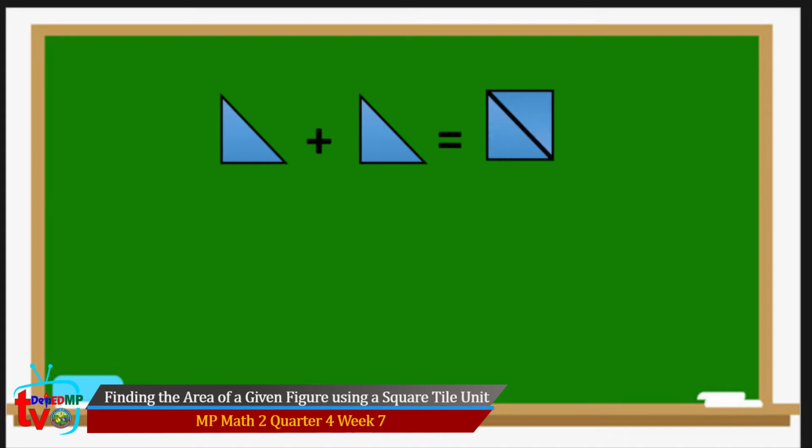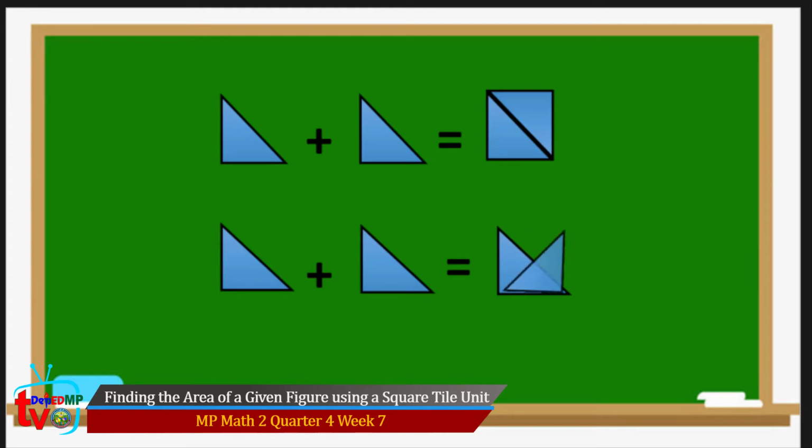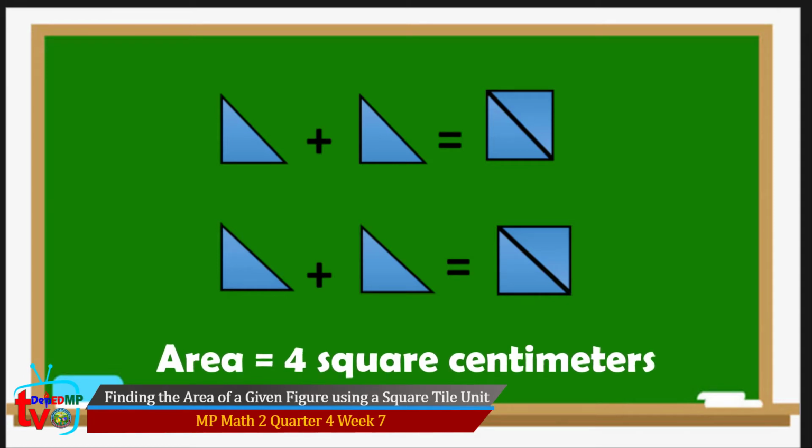and third triangle plus fourth triangle, when joined together, will become another square. Therefore, the area of the shaded part is 4 square centimeters or 4 centimeters square.